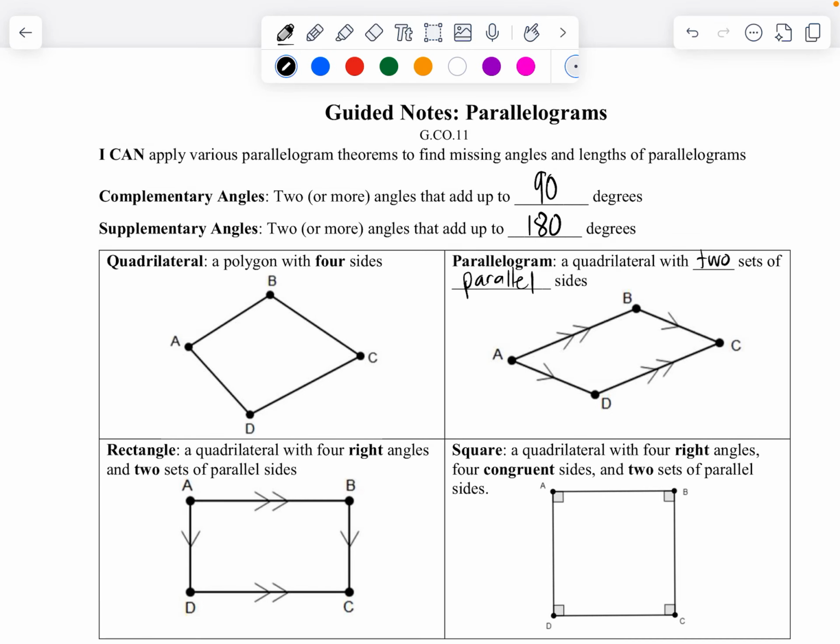Hello and welcome. We're going to be talking about parallelograms today. So a couple vocab words to get out of the way.